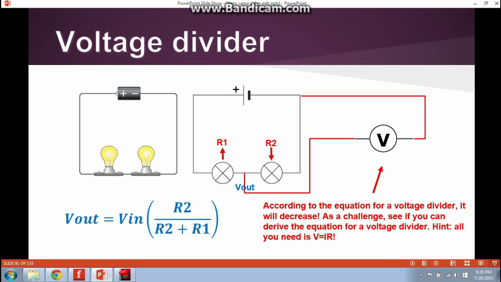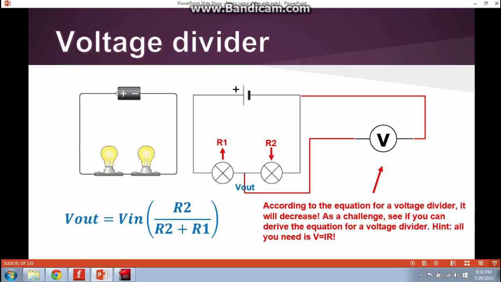So you remember from the video that V out, the spot in between the two resistances where you're measuring from your voltage divider, is equal to V in, which is the total voltage that you're supplying. So in this case, it's from the battery. And then you multiply that by the second resistance, or the downstream resistance, divided by the second resistance plus the first resistance.